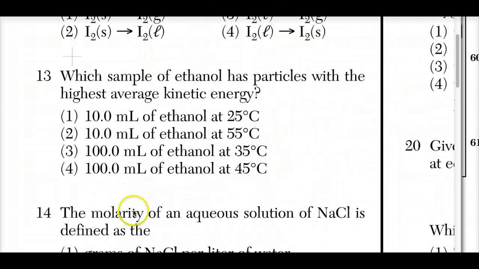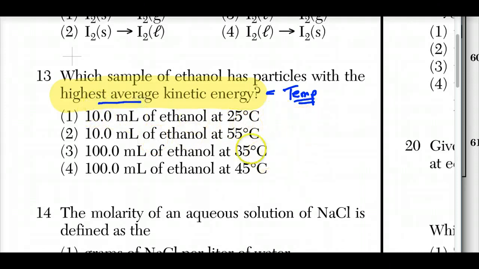Okay. Number 13. Which sample of ethanol has particles with the highest average kinetic energy? You've got to know, party people, highest average kinetic energy means temperature. Temperature is the motion of particles. So highest temperature is the highest average. So my friends in chemistry, the highest number, the highest average, choice 2.